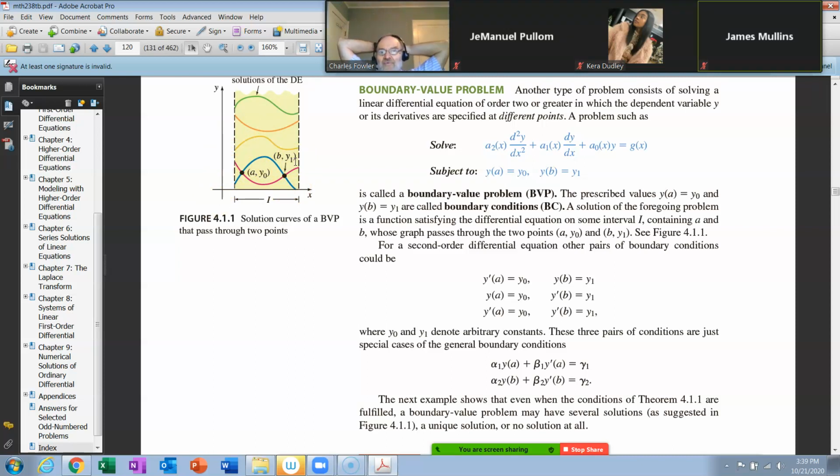So when you have a boundary value problem, I don't want to say you can't have unique solutions, but fully expect not to have them. You may find solutions, but the odds are they will not be unique. Okay?